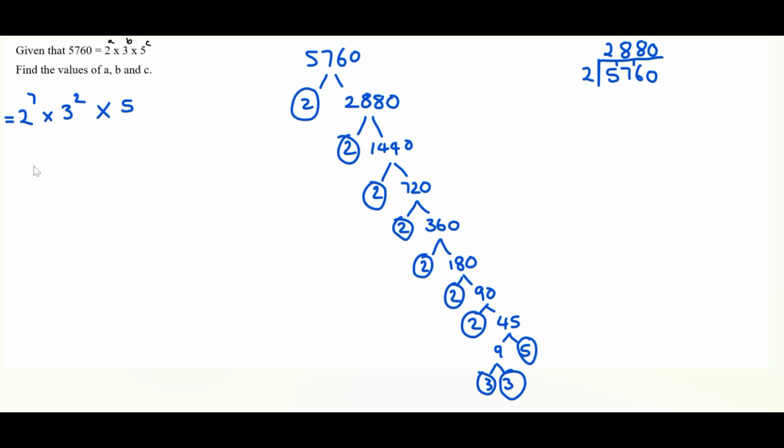So to answer, our values of a, b and c, a is 7, b is 2, and c will just be 1.